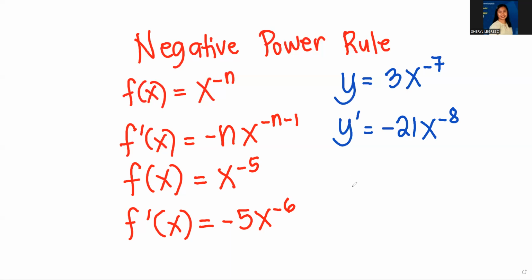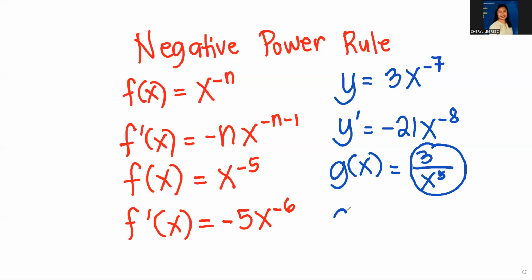Okay, so how can we solve for other forms of those with negative exponents? Example, g of x equals 3 over x raised to 5. In this case, we know that x raised to 5 is found in the denominator. So if we are going to rewrite this, we can have g of x equals 3x raised to negative 5.